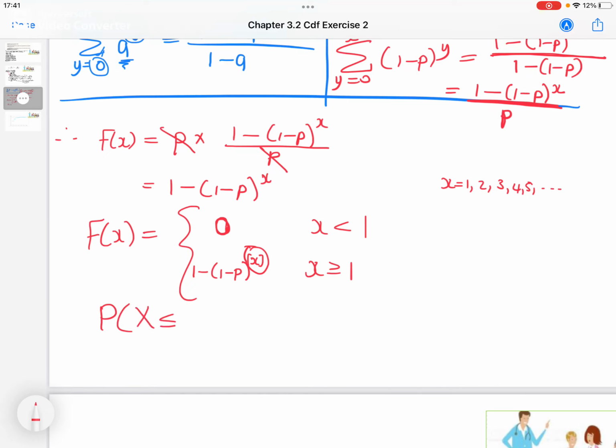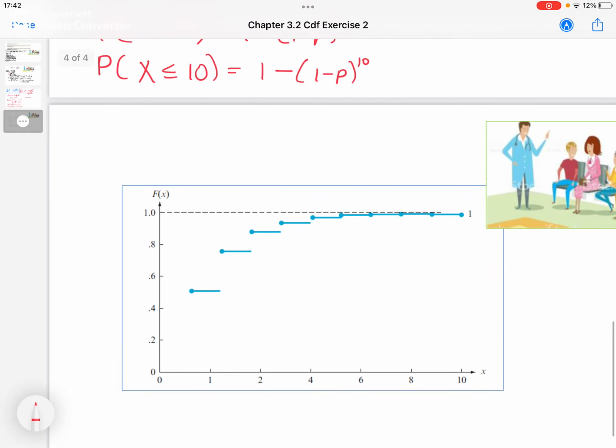So, for example, the probability that we would have given the drug to at most 3 patients, where the third one got an allergic reaction, is equal to 1 minus 1 minus p to the power 3. If then we're looking at 10 patients, then the probability that x is less than or equal to 10 is equivalent to 1 minus 1 minus p to the power 10.